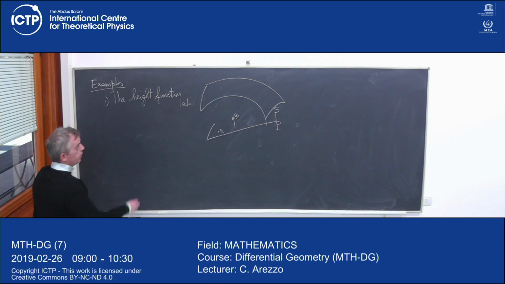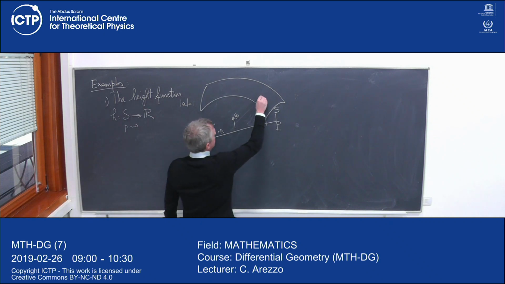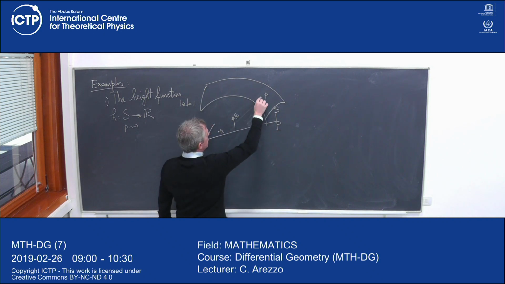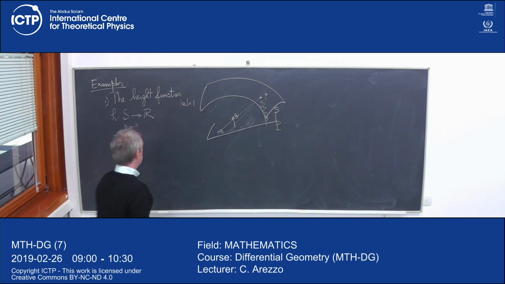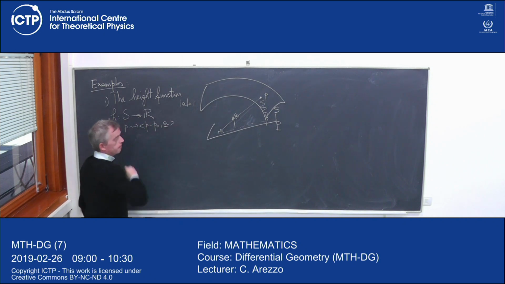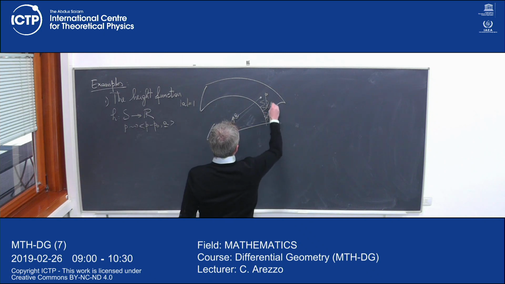And remember the height function. H was the function defined from S to R, which takes P and gives me the height of this point with respect to this plane. So remember, you take P minus P naught and you measure the oriented length of this vector. The oriented length means I take the scalar product. So this is H of P.